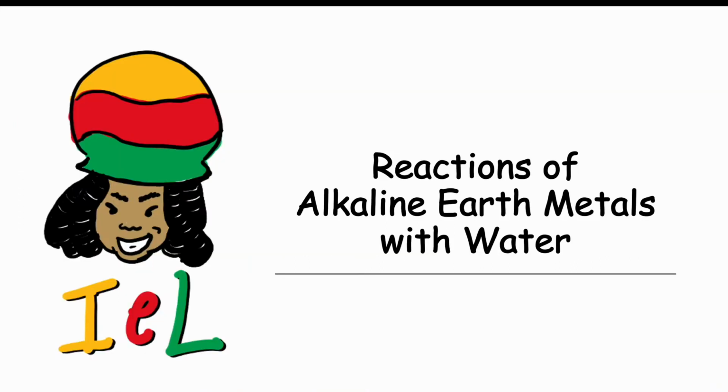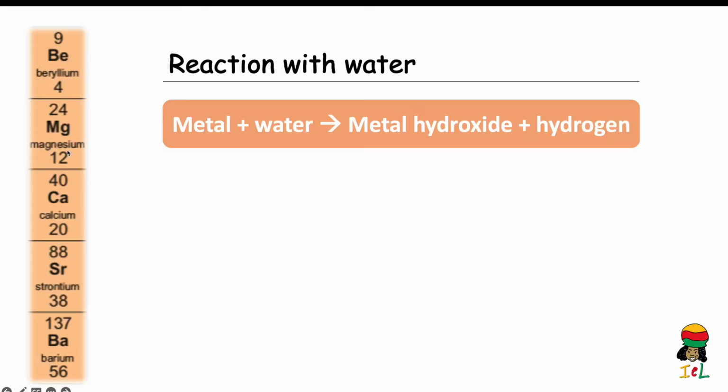The first reaction we will examine is the reaction between the alkaline earth metals, or the Group 2 elements, with water. When any of the Group 2 metals to the left of our screen, whether it's beryllium, magnesium, calcium, strontium, or barium, react with water, we produce the metal hydroxide and hydrogen.